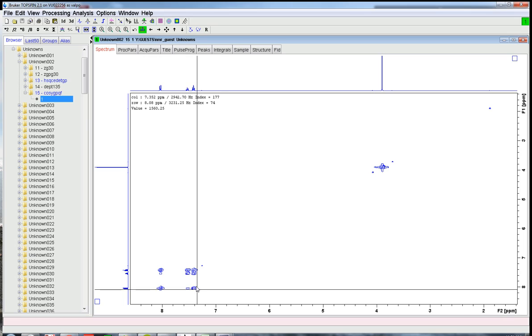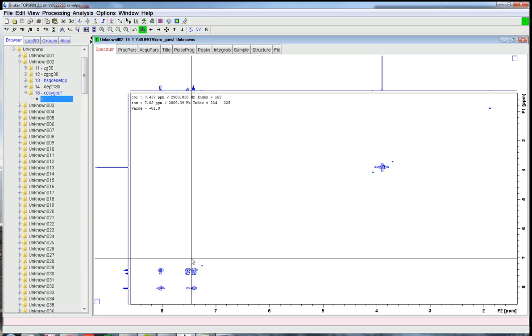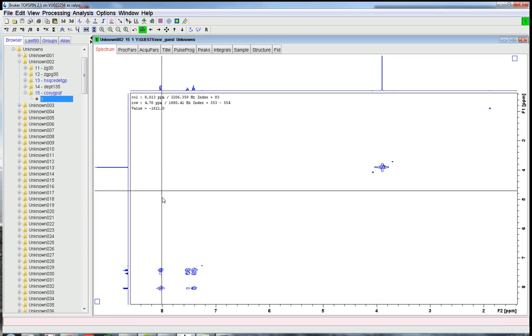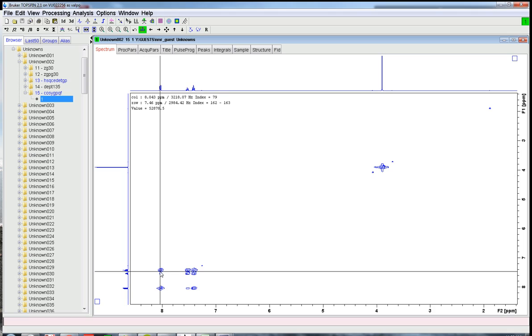So what this is signifying is that this proton up here, you go down and you see that it has a cross peak with this proton right there. So the two proton peaks that have the black lines on them right now, the top axis and the left axis, those are coupled. So they're near each other, generally 3 bonds away.